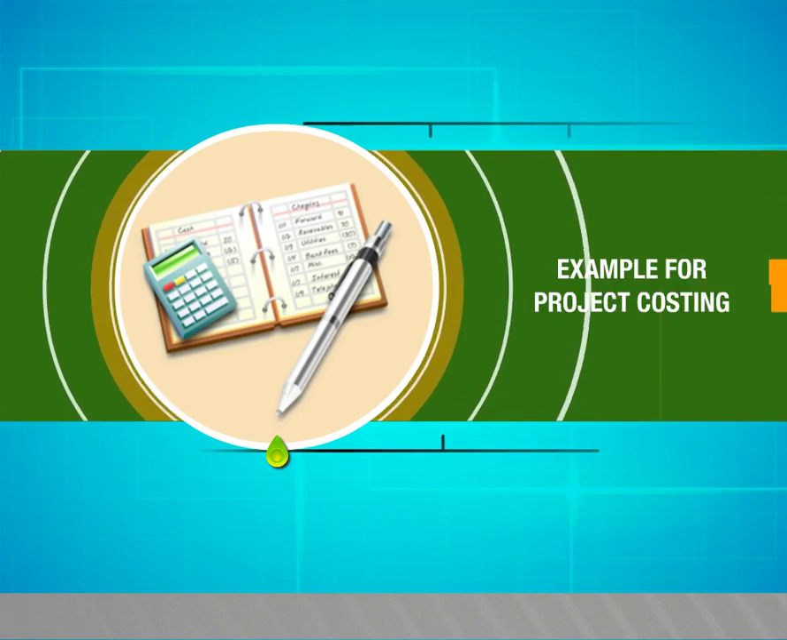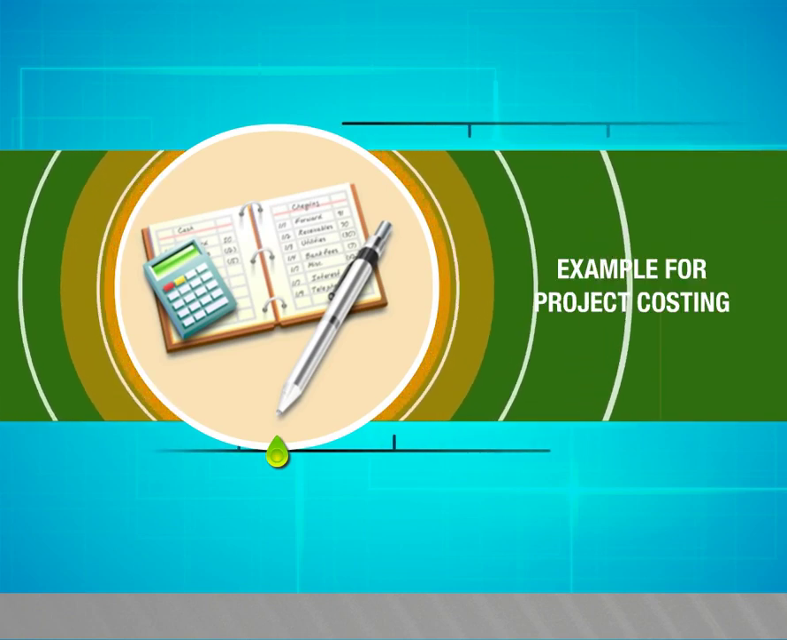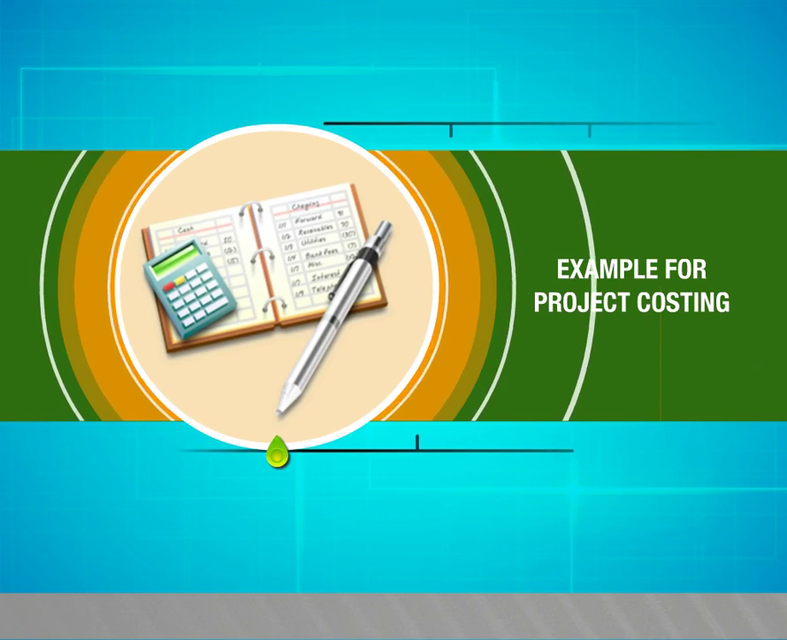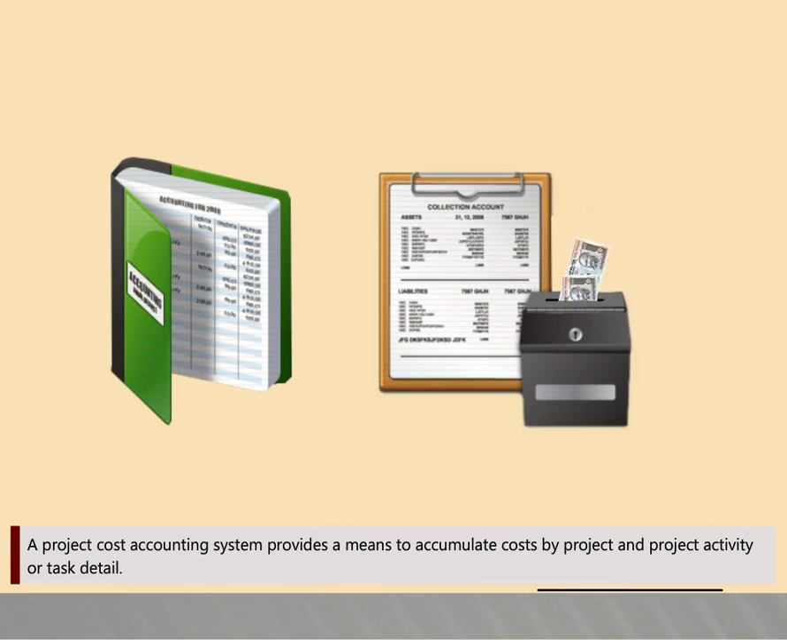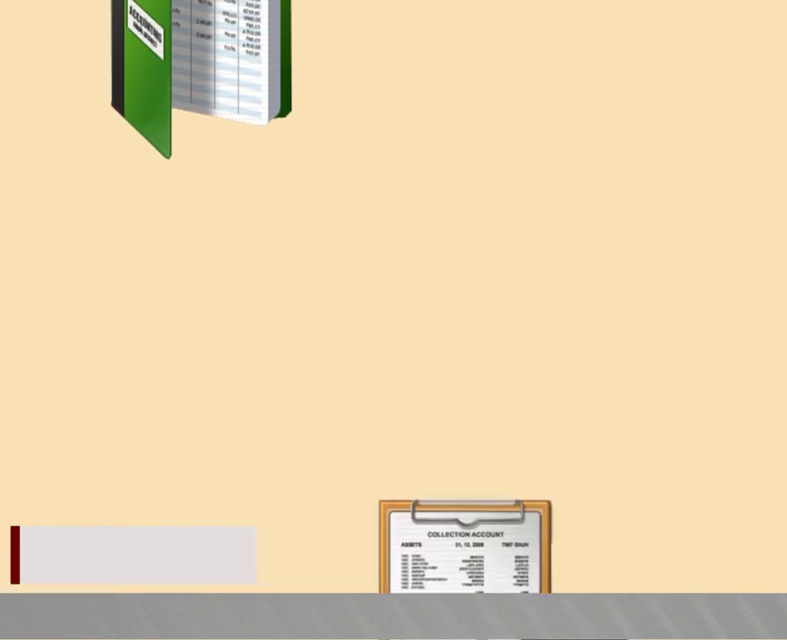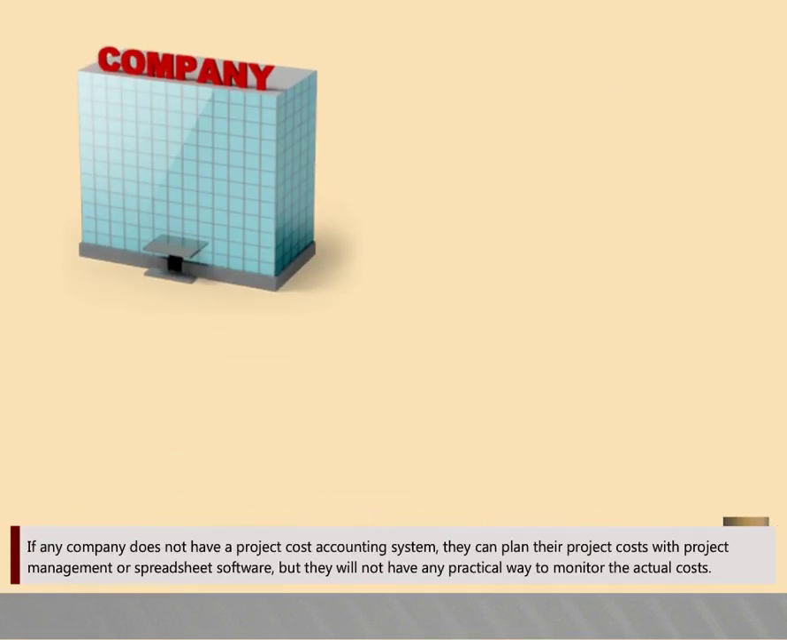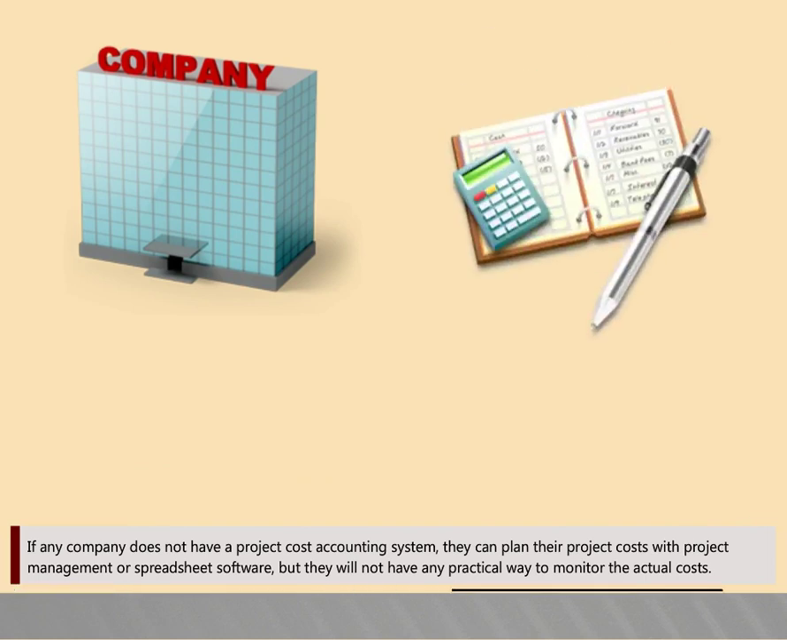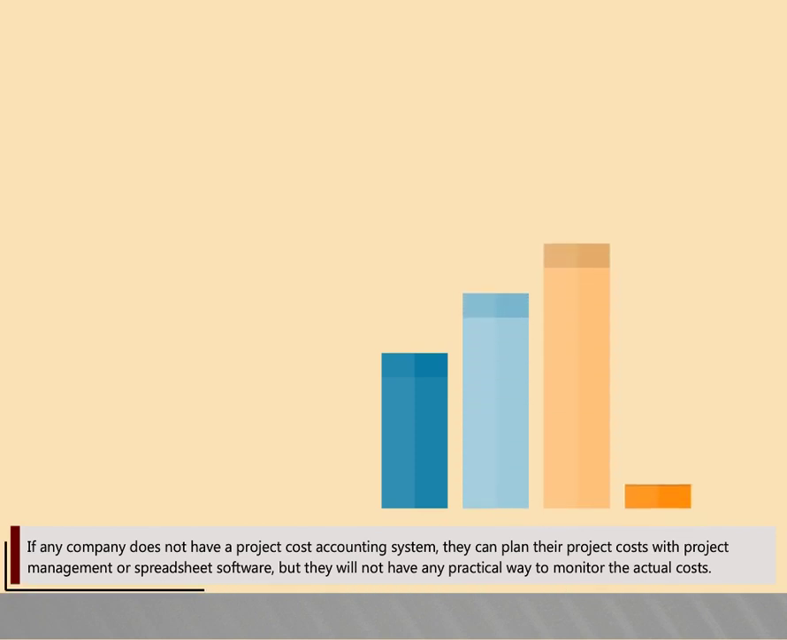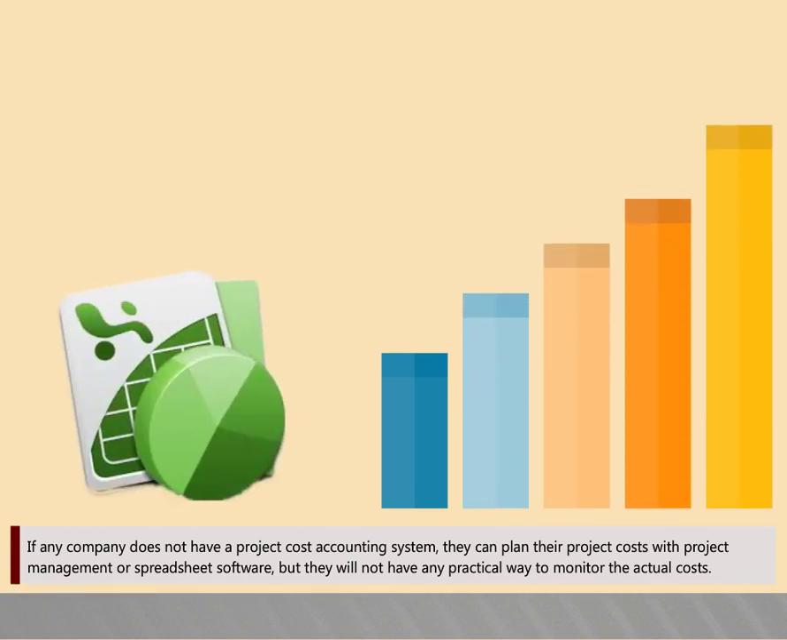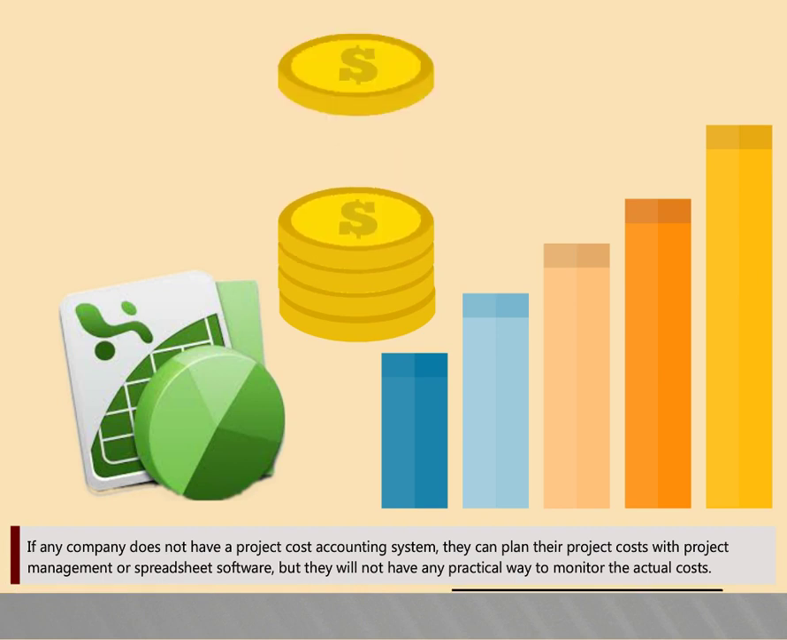Example for project costing. In this video, we are going to see examples for project costing. A project cost accounting system provides a means to accumulate costs by project and project activity or task detail. If any company does not have a project cost accounting system, they can plan their project costs with project management or spreadsheet software, but they will not have any practical way to monitor the actual costs.